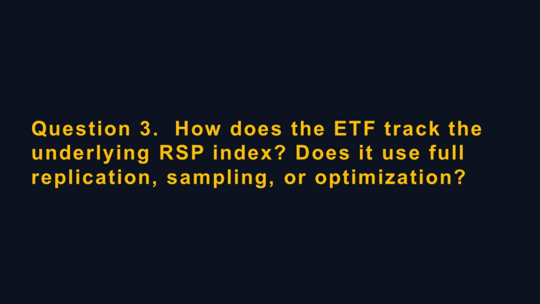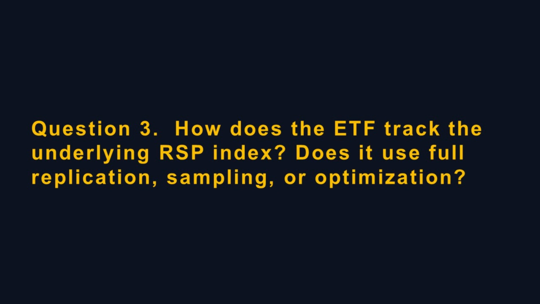Optimization. Optimization is another alternative, where the ETF uses mathematical models to select a subset of securities that best captures the risk-return profile of the target index. This can be more cost-effective but also introduces tracking error.